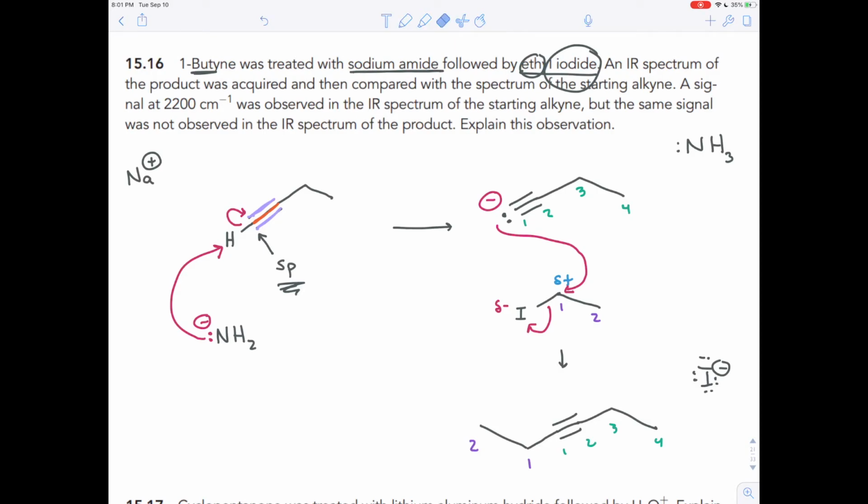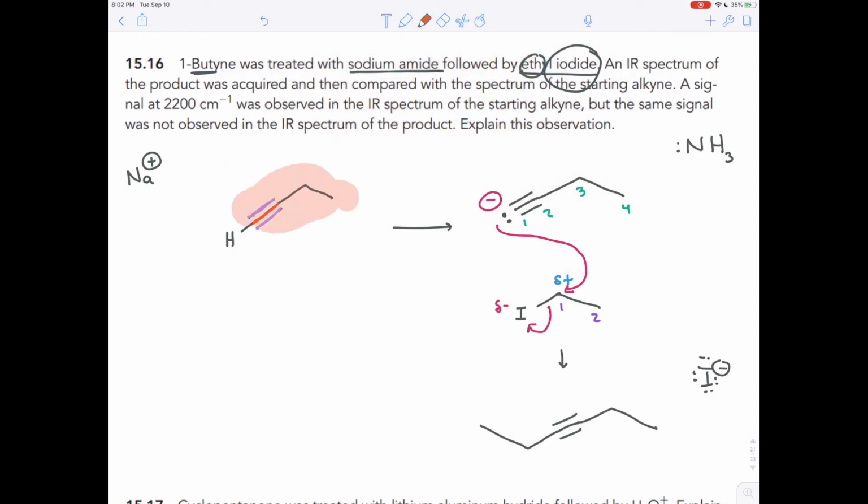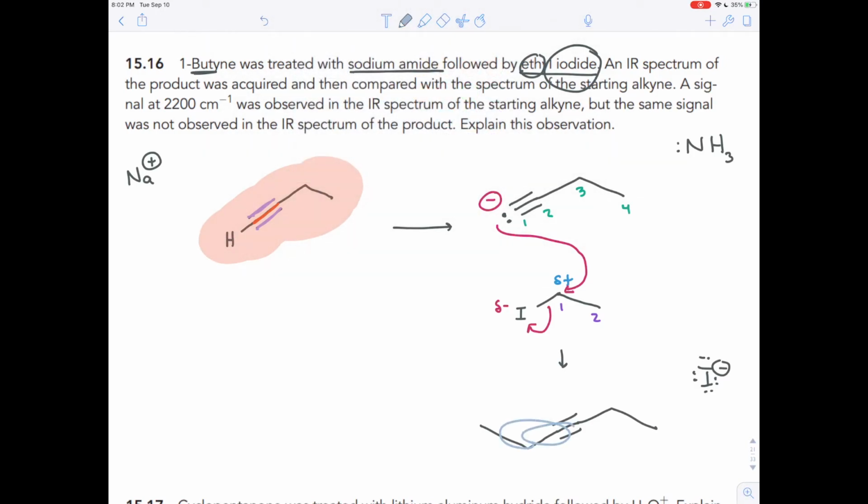Oh, so is that the end of the exercise? It is not. Remember, the whole point here was to talk about how you could tell whether this reaction happened using IR spectroscopy. So let me erase this other stuff. Let's just zoom in, hone in on our reactant and our product. So here I'm going to put our reactant in orange and our product in blue.